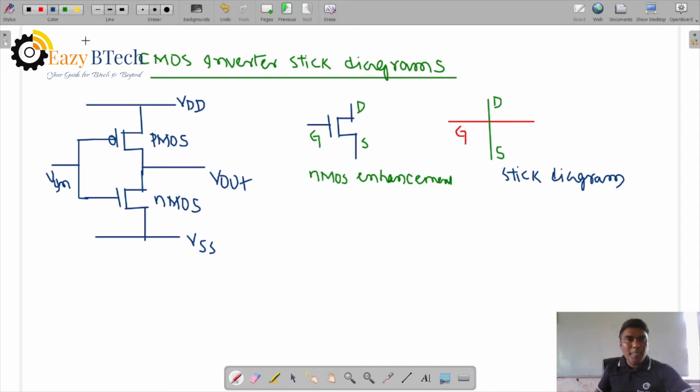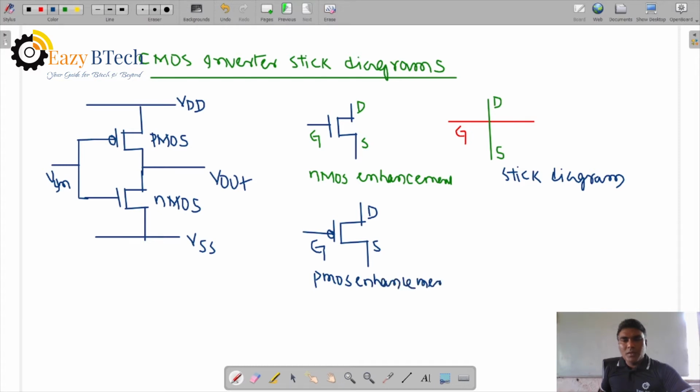Let us take the PMOS transistor. This is the PMOS symbol, with a bubble across the gate terminal. The channel has positive charge carriers, holes, so the gate terminal is shown with a small circle, a bubble representation. Again there is a gate, drain and source. This is the PMOS enhancement transistor.